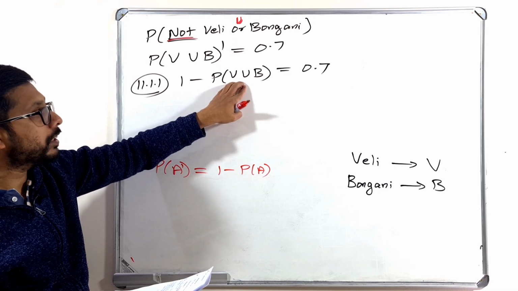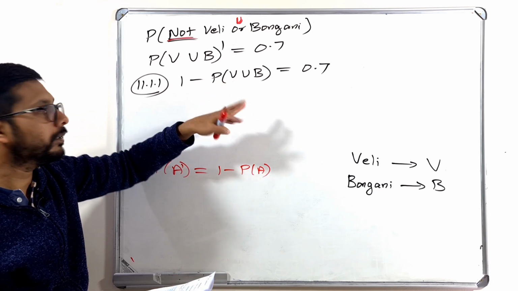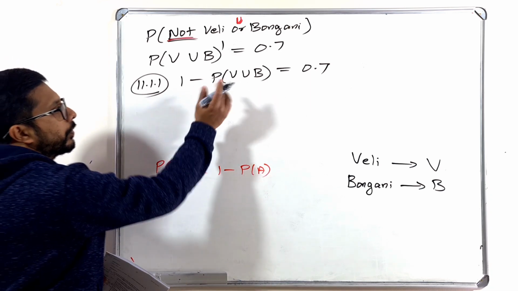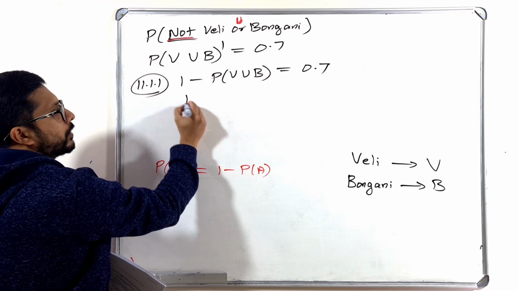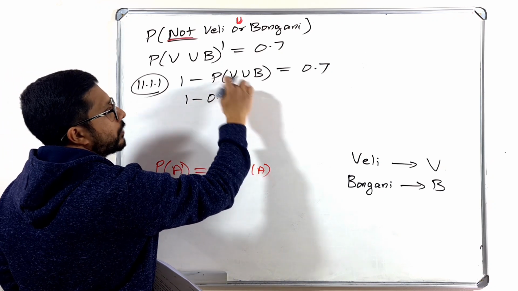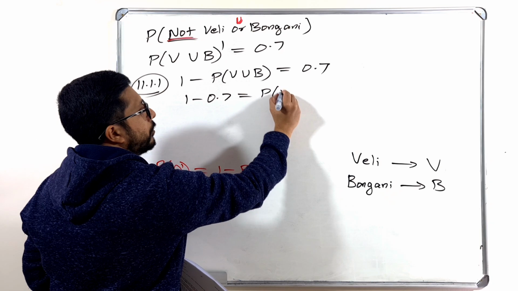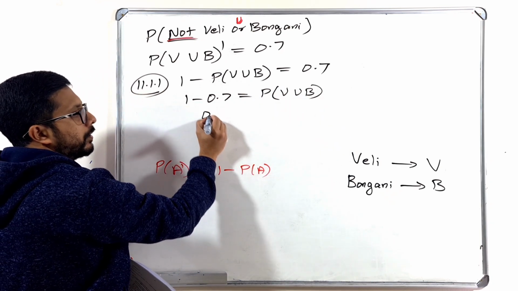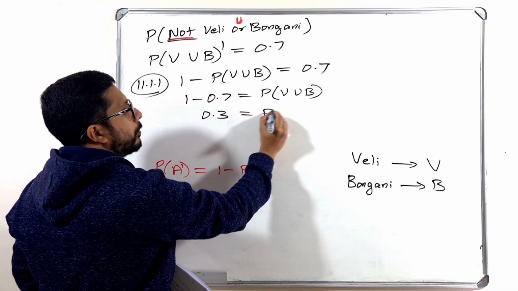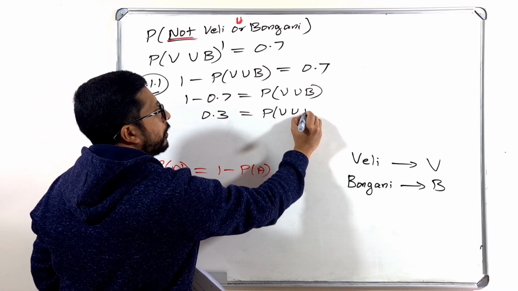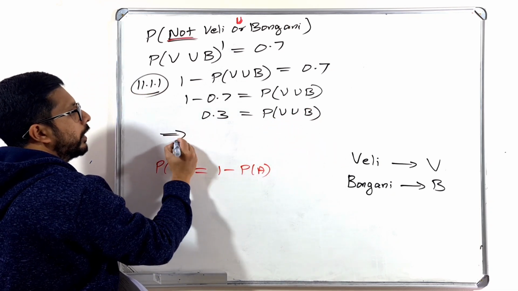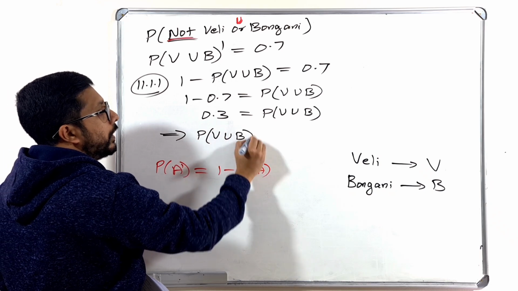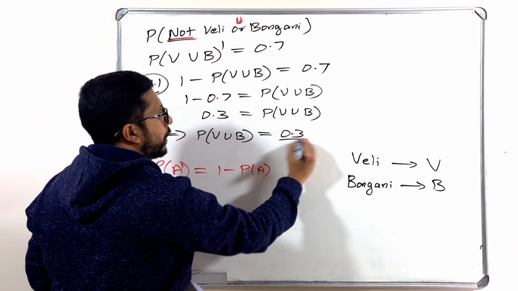In this question we have to find the probability of arriving late. Arriving late means you have to find the probability of V union B. So how can we find it from here? Take this 0.7 to this side, so 1 minus 0.7 is equal to, taking this one to the other side, the positive probability of V union B. So 1 minus 0.7, you can check in your calculator, 0.3, is equal to the probability of Valley union Bongani. So the probability of Valley and/or Bongani being late is 0.3.